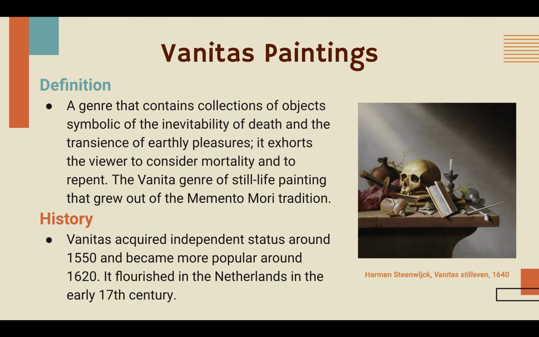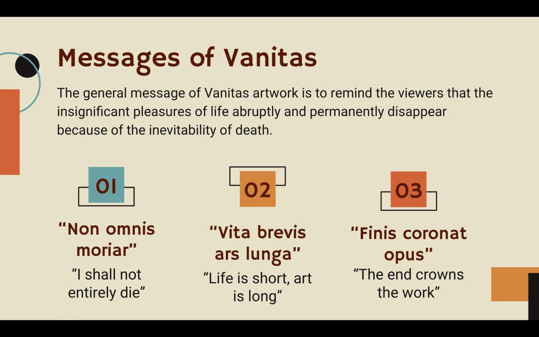Vanitas paintings are a genre of still life that stems from the Memento Mori tradition. These paintings usually contain a collection of items that represent death and remind the viewer of mortality. Vanitas became very popular around the early 17th century. The general purpose and message of Vanitas paintings is that life ends abruptly and permanently because of the inevitability of death. The artist usually wants to remind the viewer that earthly pleasures are temporary.